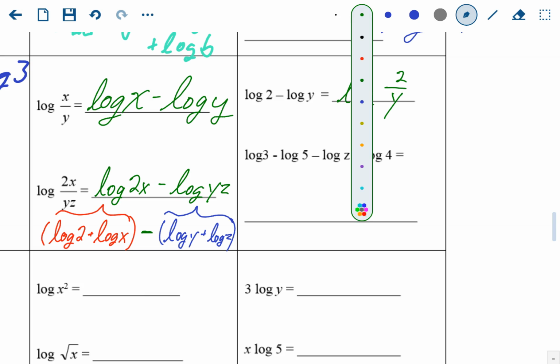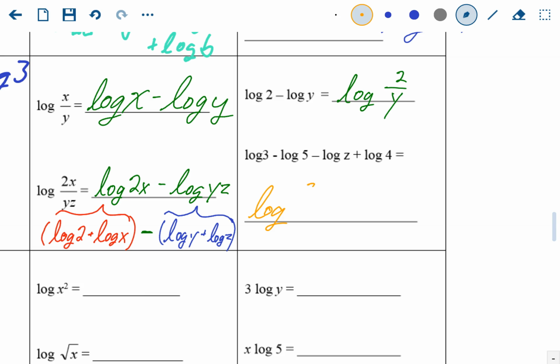Okay. Anything with the minus is going to go on the bottom. Anything with the plus is going to go on top. Okay, so we have log 3. That's a positive log 3. It's going on top. We have minus log 5. The 5 is going to go on the bottom because it's minus. Minus log z, the z is also going on the bottom. And plus log 4, plus is going on top. So it's kind of similar to when we had negative exponents. Okay, so this can simplify to log 3 times 4 on top, which is 12, over 5z.